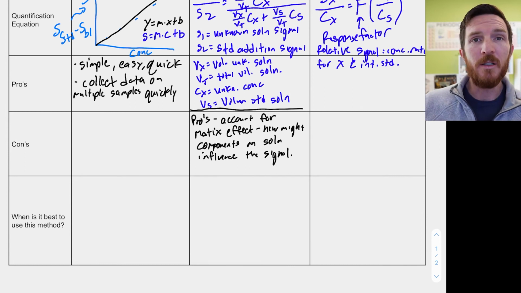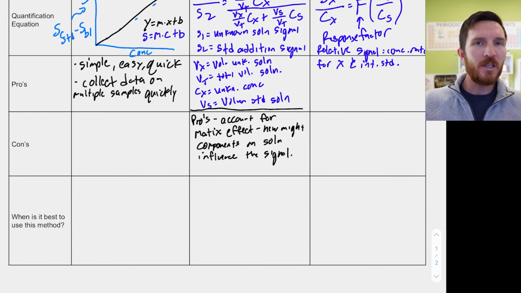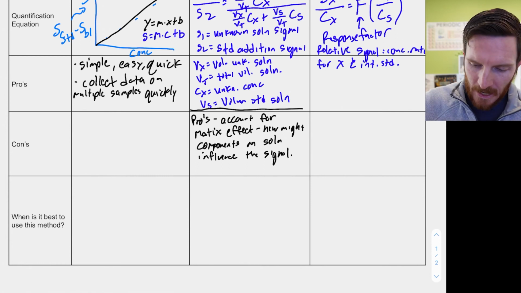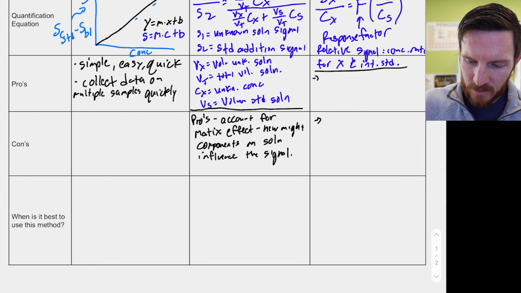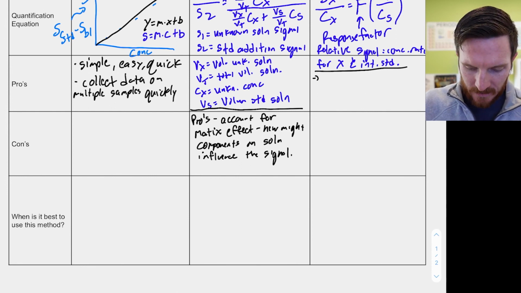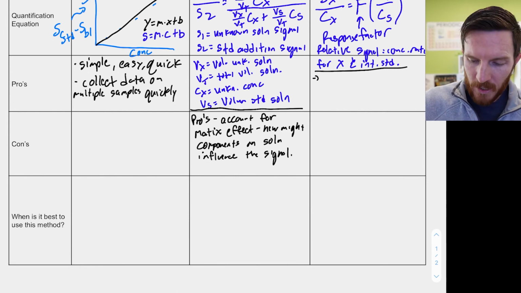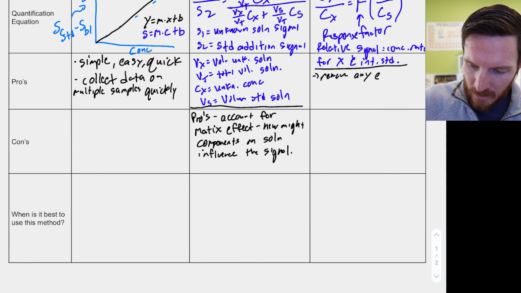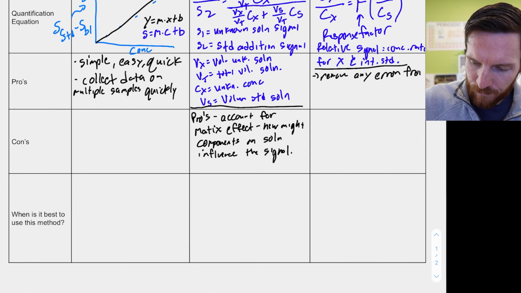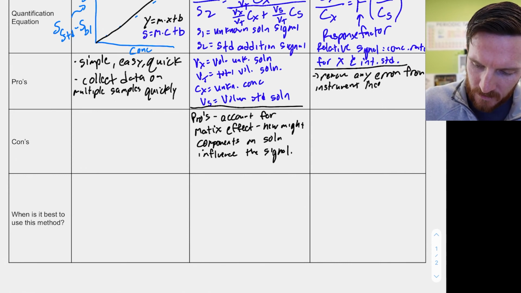Our last one here is internal standards. Why would we want to go through all this extra work of adding in something different? And what we'll see here, the main pro that we would notice when we're looking at these is thinking about the fact that it can go ahead and remove any error from instrument inconsistencies.